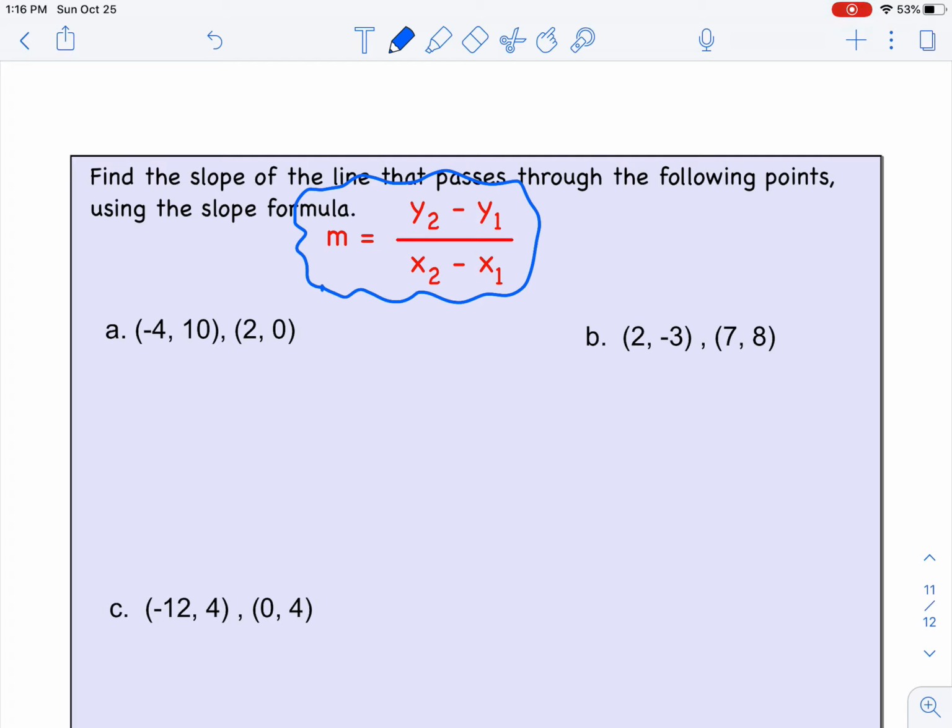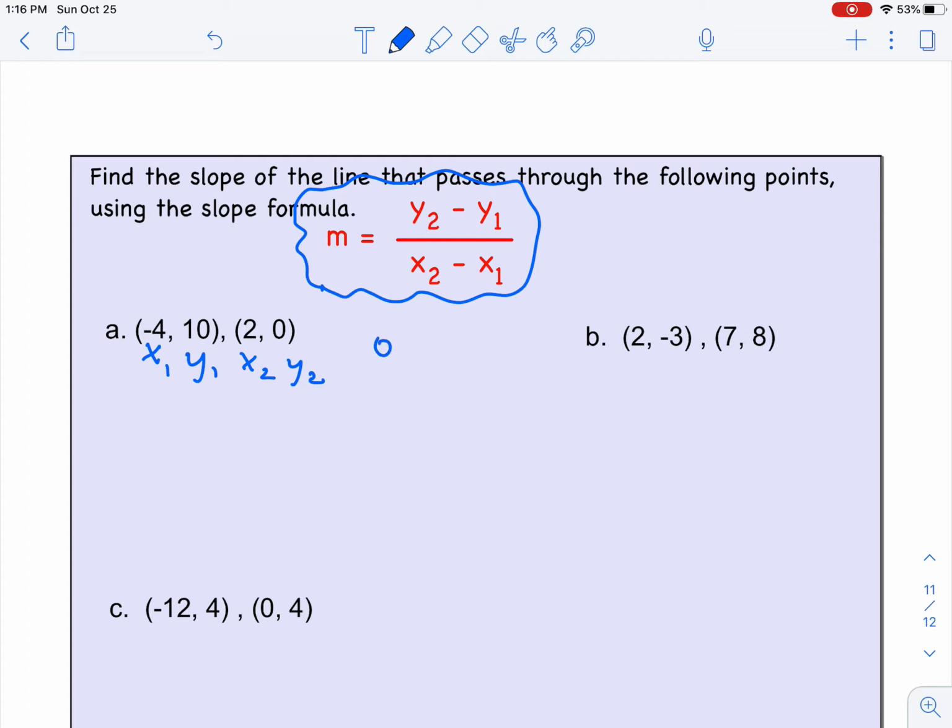So how I like to start these so I don't make a mistake at the beginning is I label these. This is x and y, my first ordered pair listed, or the first one I'm looking at. This is x and y. This is going to be my second one. You could switch those two around. It won't matter. You'll get the same answer.